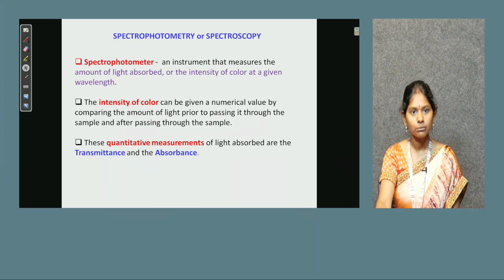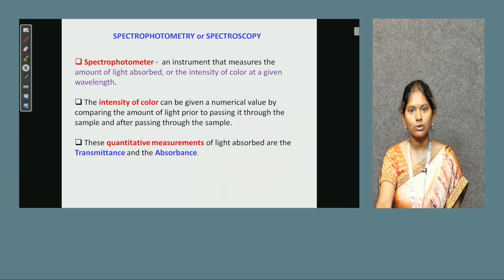Now let's move towards the main topic, that is spectroscopy. Spectroscopy is a technique which is used to determine the concentration of various substances, whether colored or non-colored. The instrument used for this is called the spectrophotometer. A spectrophotometer is an instrument that measures the amount of absorbed light or the intensity of the color of a solution at a given wavelength.